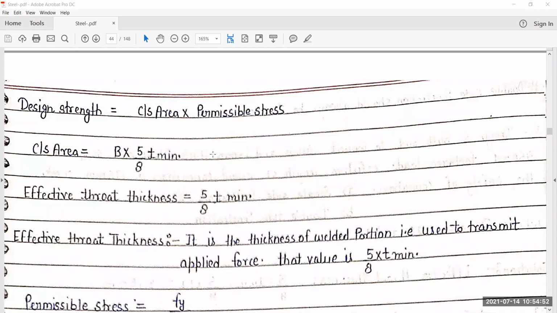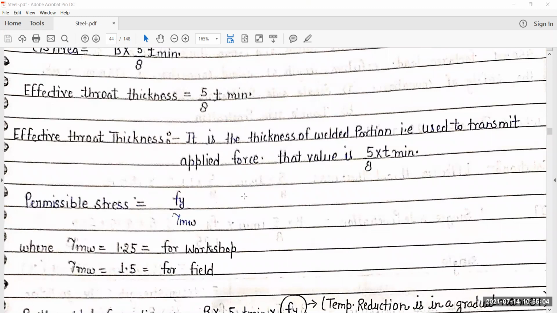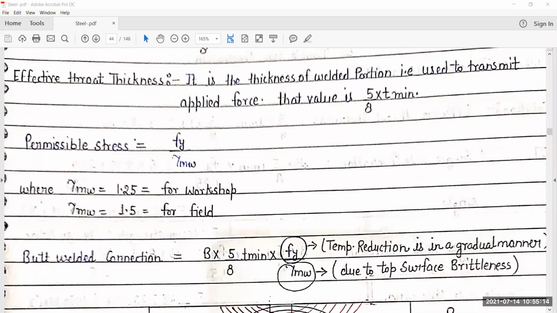Okay. Design strength equal to cross section area into permissible stress, cross section area being 518 minimum. Effective throat thickness, 518 minimum. Effective throat thickness is the thickness of the weld portion that is used to transmit the applied force. That value is 518 minimum. Permissible stress equal to Fy upon gamma mw, where gamma mw is 1.25 for shop and gamma mw 1.5 for field.